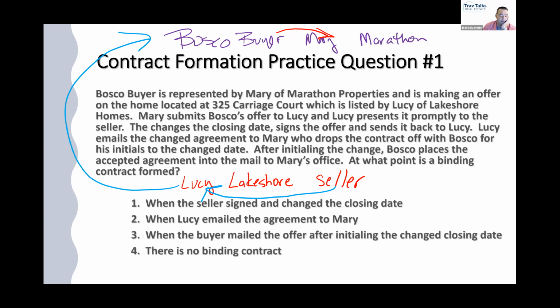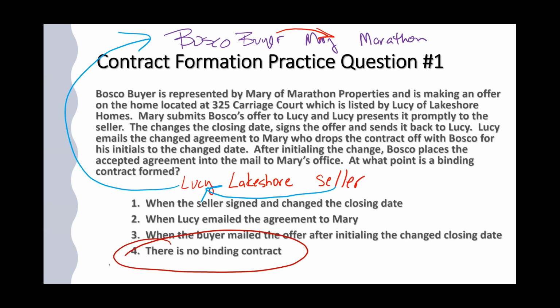At what point is a binding contract formed? Well, there isn't one. There's not a binding contract. They didn't go back with the change. It never went back. It never made it full circle. Does that make sense for everybody? The whole thing went in the toilet when they changed it, right?